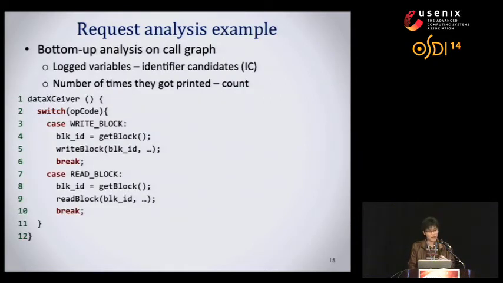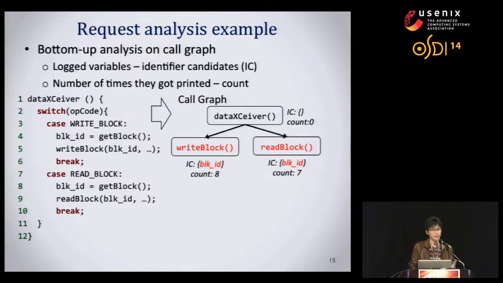Request analysis is performed as a bottom-up data flow analysis on the call graph. So first, lprof will treat every logged variable as an identifier candidate, and the number of times they get printed will be kept as a count. So these two pieces of information will be propagated in a bottom-up manner through the call graph. Once an identifier candidate is printed, lprof will increase the count. Once it's modified, lprof will remove it from the set.